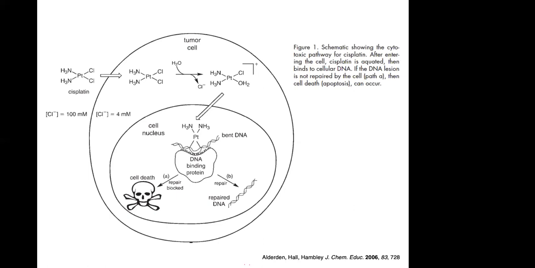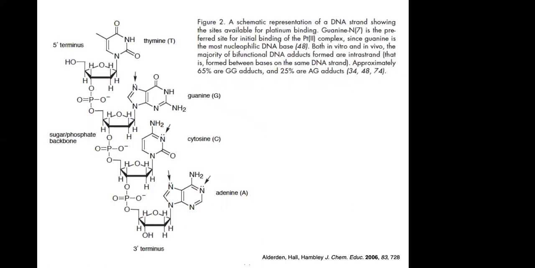and the way it binds DNA is through these. So here's just a fragment of a piece of DNA. The most nucleophilic sites here are really these nitrogens on the guanine. And so it's thought that that guanine nitrogen binds to platinum-2. And then, once it's bound there, it has a good chance of finding another basic nitrogen on the same strand of DNA, right?